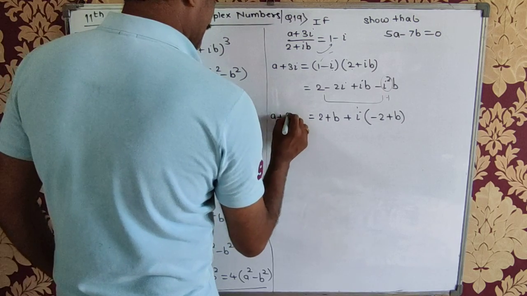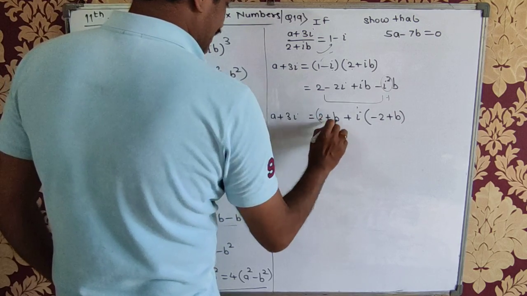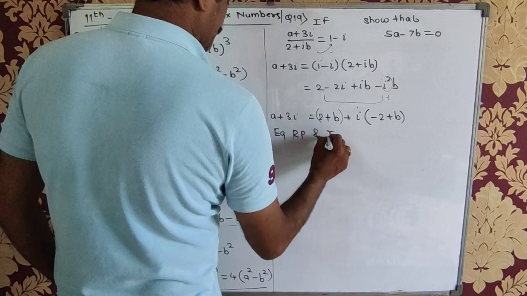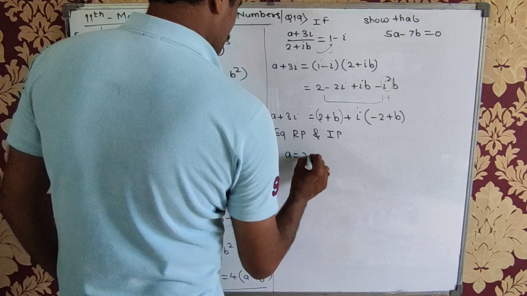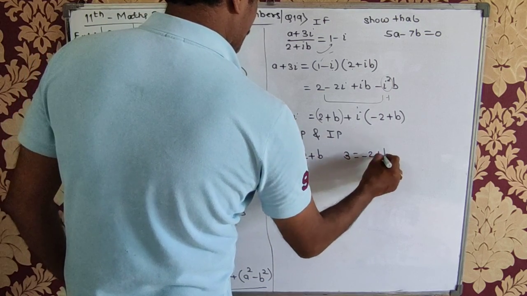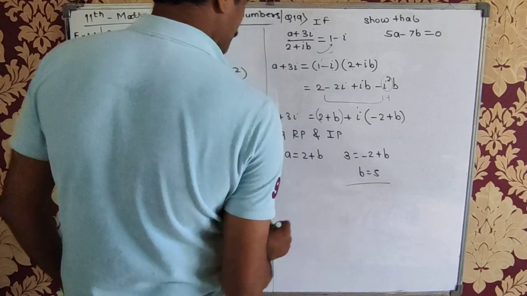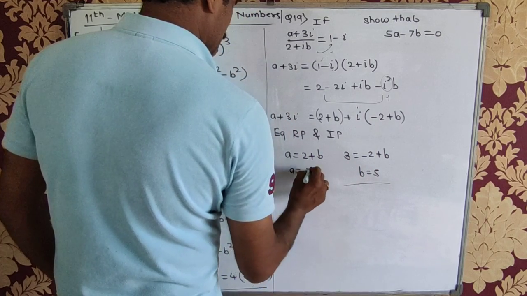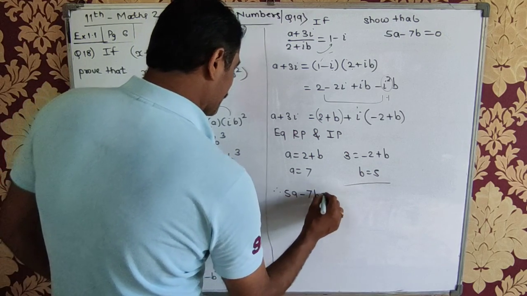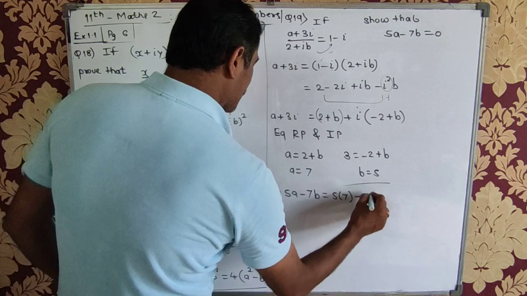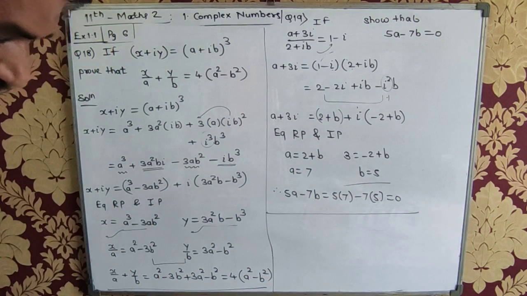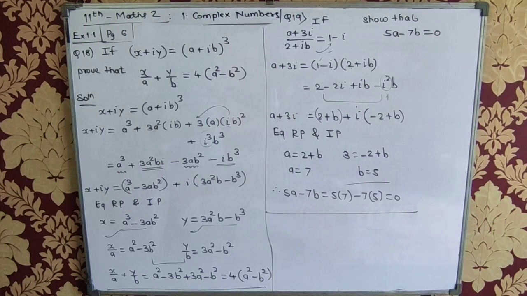This is equal to a plus 3i. Yes. So this is the real part, imaginary part. Equating real and the imaginary parts, a is equal to 2 plus b and 3 is equal to minus 2 plus b. So b is equal to 5 and a is equal to 7. And therefore 5a minus 7b, 5 into 7 minus 7 into 5 is equal to 0. That's the answer. Is this okay? Is that clear? Yes. Any doubts about that?